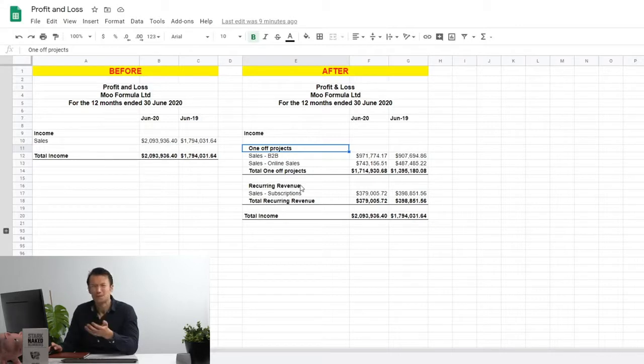We can basically bank on these sales recurring in the future, which is super important for us to give us visibility and foresight. So overall, this new structured P&L tells us a lot more about the types of products, the sales channels, and also what is recurring versus non-recurring in nature.